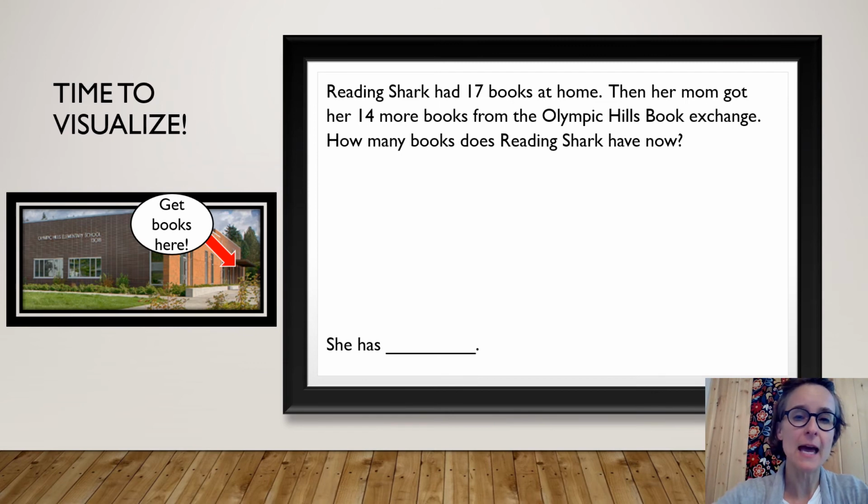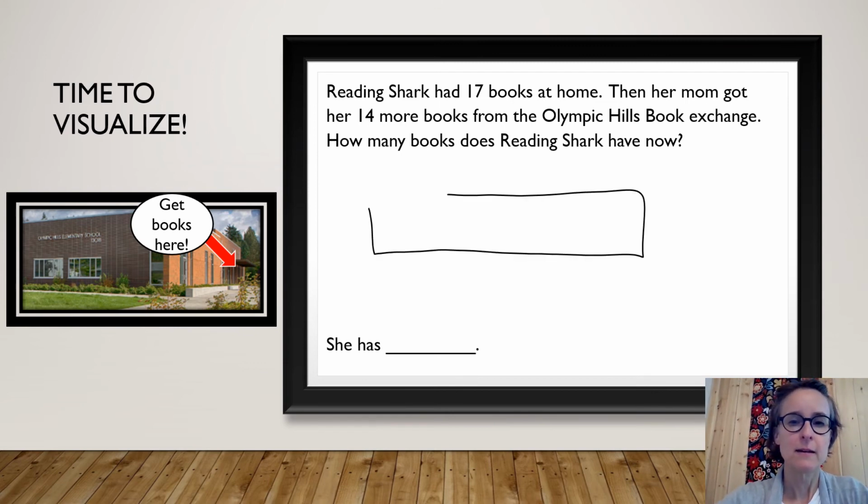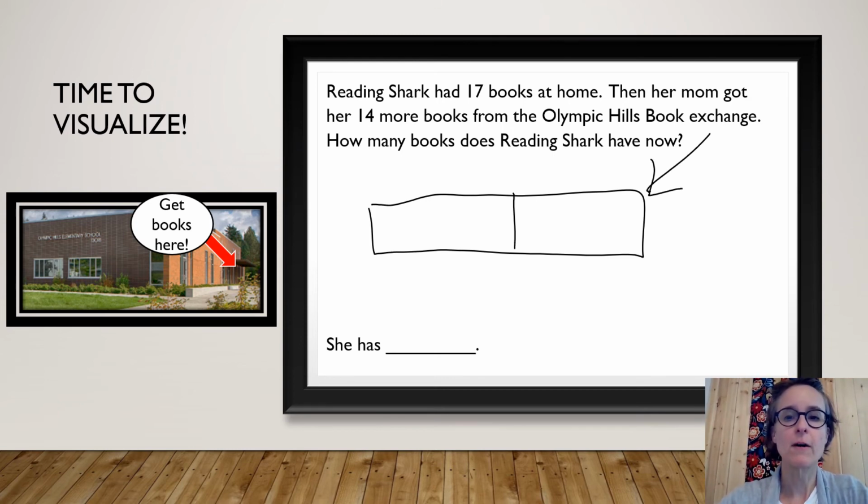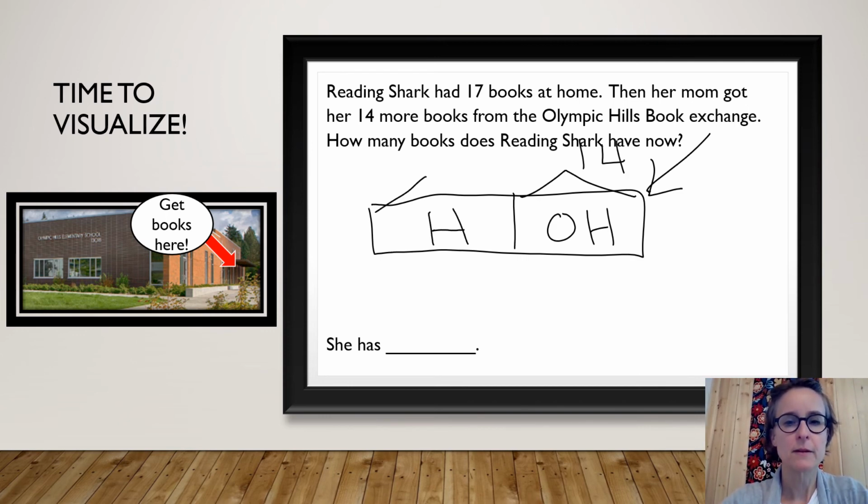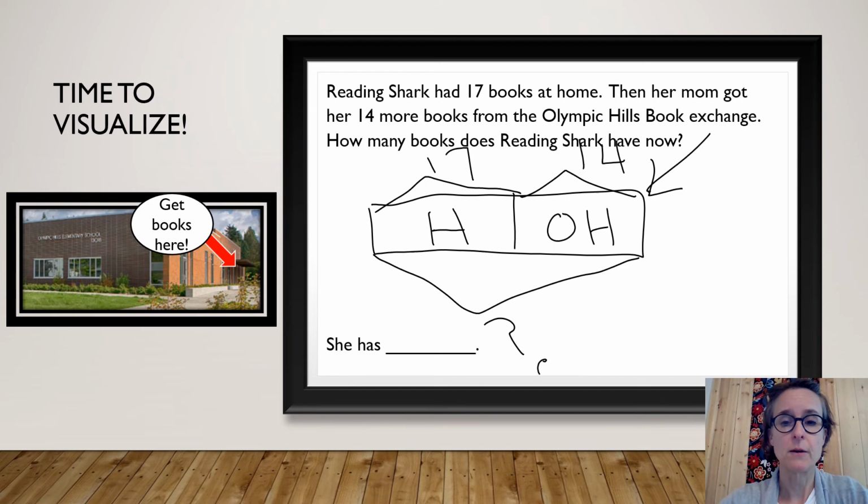I know that the action that's going on is that Reading Shark got 14 more books from Olympic Hills. I also know that she had some books at home already. The part that she had at home already were those 17 books. What I don't know is the whole number of books that Reading Shark has. Do you know whether you're going to add or subtract to solve this problem when you look at the tape diagram?